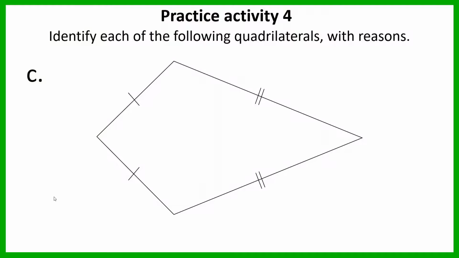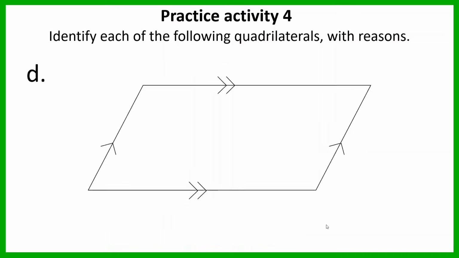Okay, you should have found that this one is a kite because there are two pairs of adjacent sides equal. Right, the next one, question D, you have 30 seconds again.